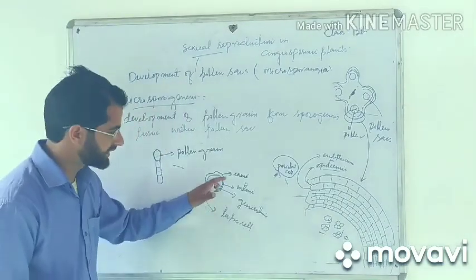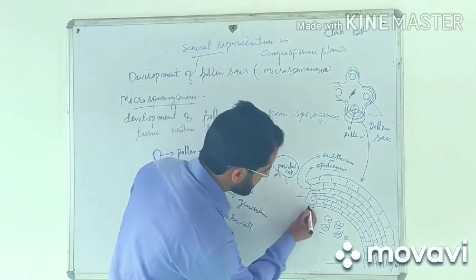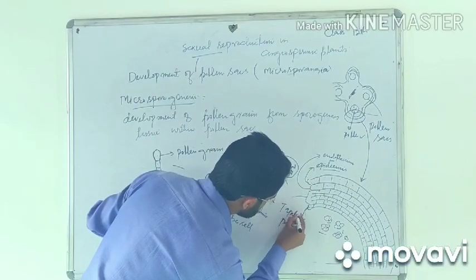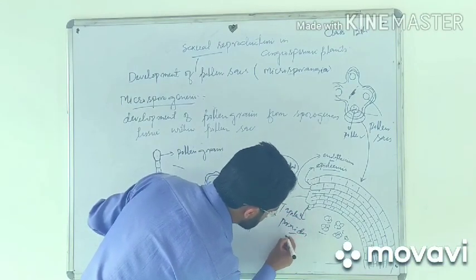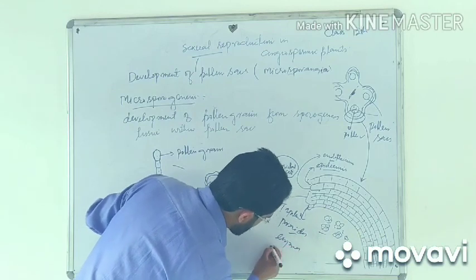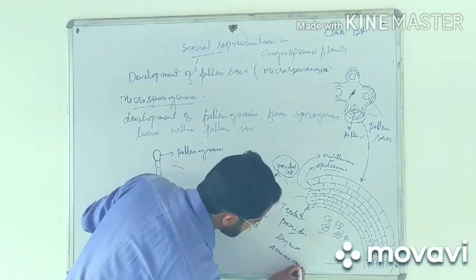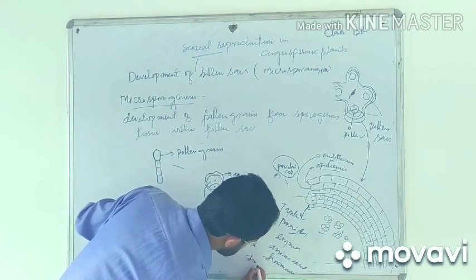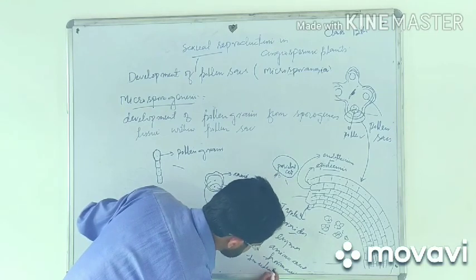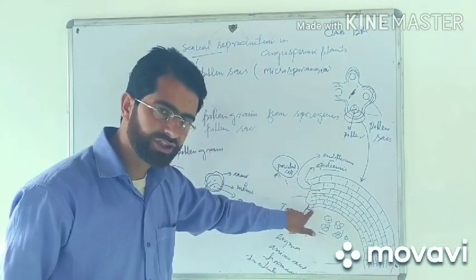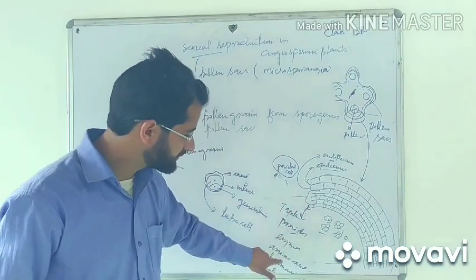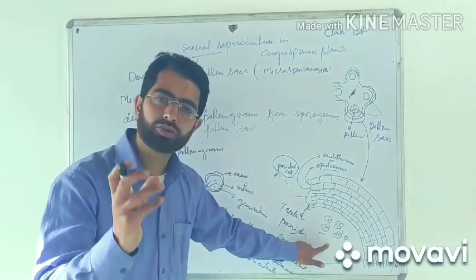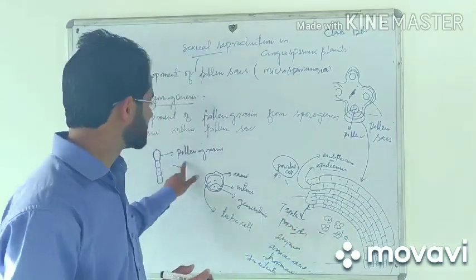For development of this exine and intine, there is one layer known as the tapetum layer. This tapetum layer is known as the nourishing layer. The tapetum provides enzymes, amino acids, hormones, and nutrients. The tapetum layer, which is the innermost layer, provides enzymes, amino acids, hormones, and nutrients to the growing sporogenous tissue for the development of these pollen grains.